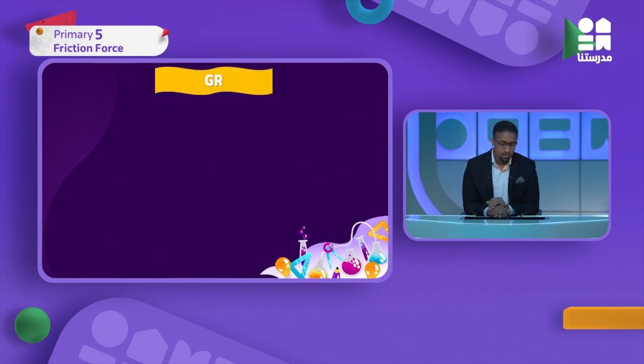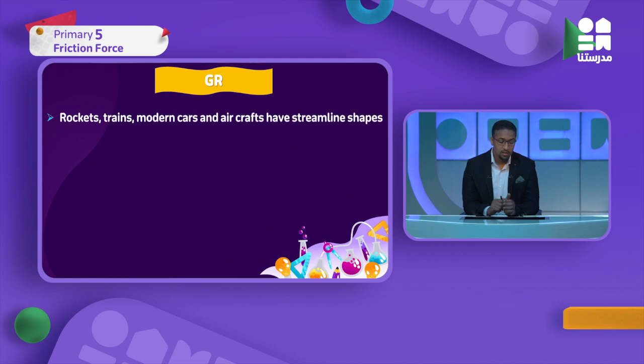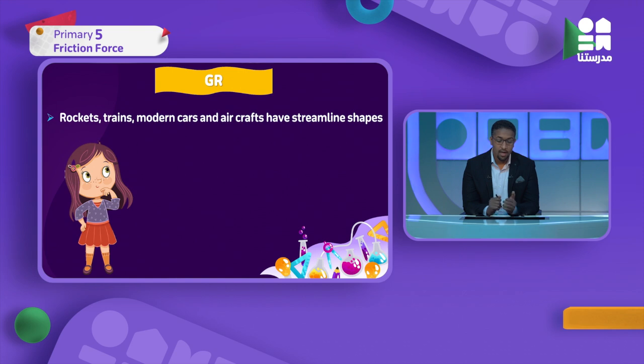Here is a question. Give reason. Rockets, train, modern car, and aircraft have streamlined shape. Why? To decrease air resistance, and it will be a short answer. تبقى إجابة قصيرة، نقول to decrease air resistance.